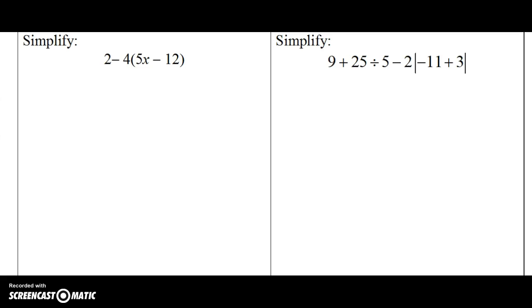Let's start with the first one, top left box. In order to simplify, we're going to have to distribute. Distribute involving any form of subtraction can be difficult. My strategy is to change these to add the opposite. This helps me focus on my positives and negatives.